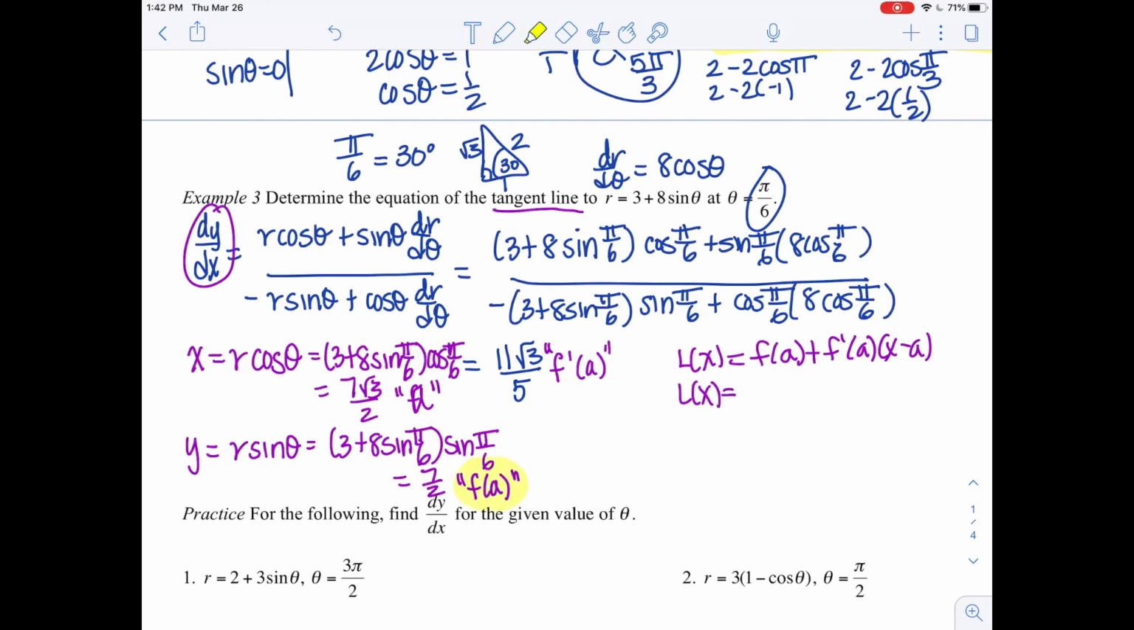So if you put all this back together, you'll have L of x equals f of a, which as you can see right here at the bottom, the 7 over 2. Okay, plus f prime of a, 11 radical 3 over 5, times x minus a, x minus 7 radical 3 over 2, and you would leave your answer just like that. There's no simplification or anything needed.